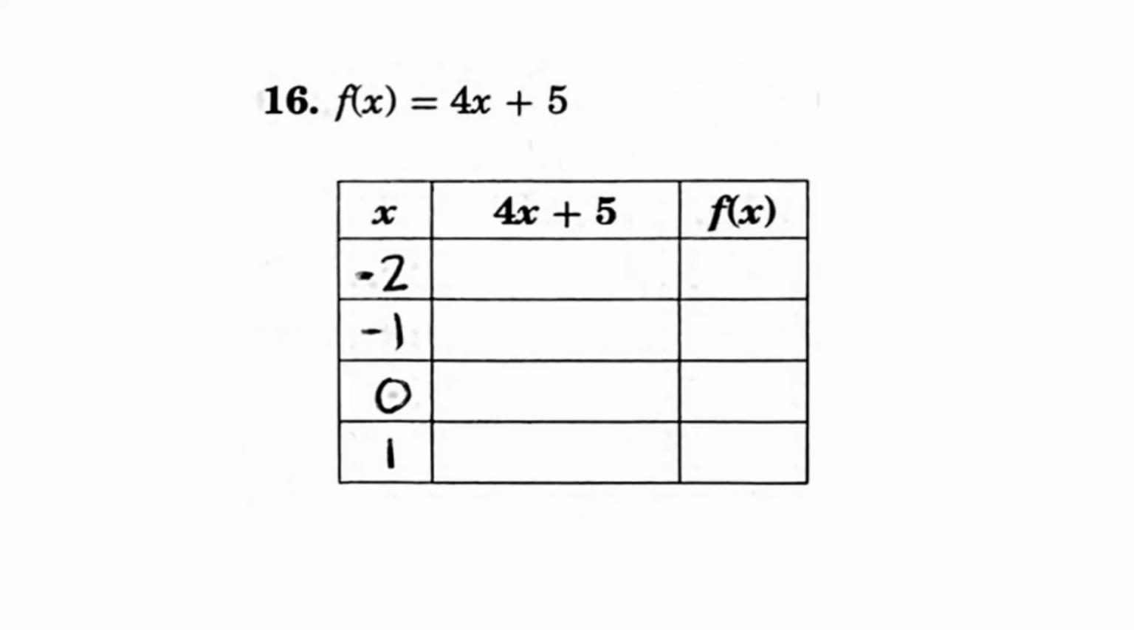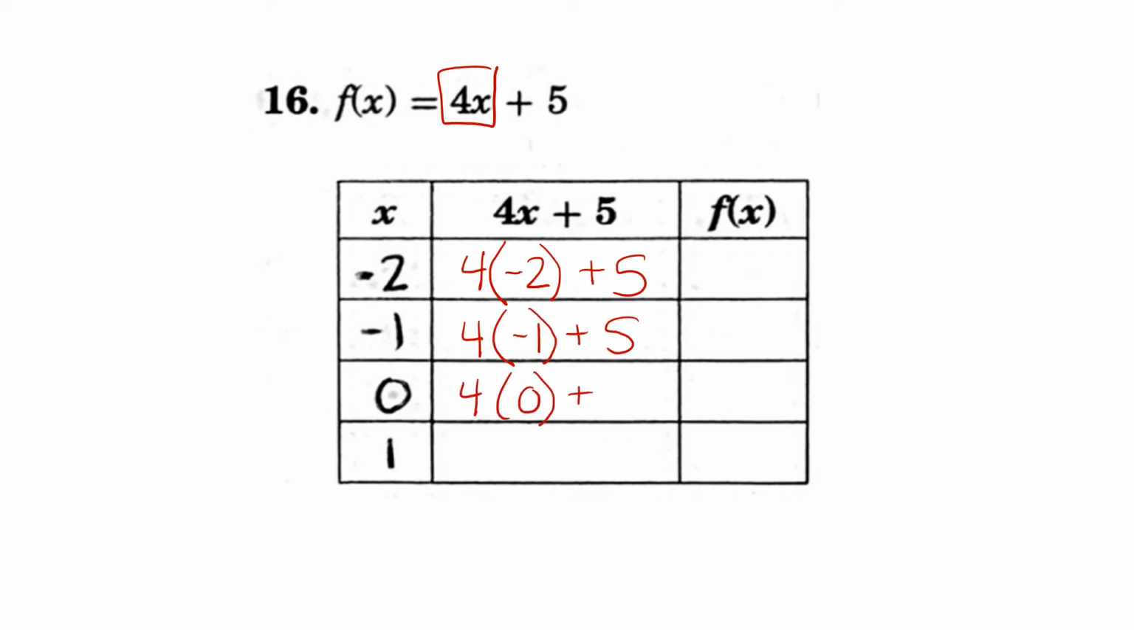For number 16, we have the equation 4x plus 5. The 4 and the x side by side means multiply. So we multiply the 4 by the x values negative 2 with the plus 5 at the back. 4 times negative 1 with plus 5 at the back. 4 times 0 with plus 5 at the end. And 4 times 1, again with the plus 5 at the end.